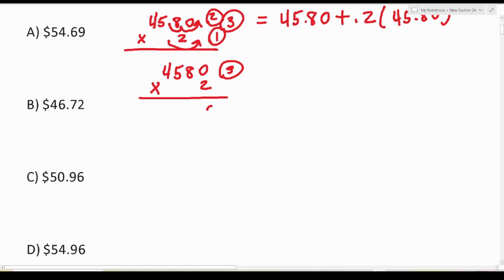2 times 0, of course, is 0. 2 times 8 is 16, so we're going to drop down a 6 and carry a 1. 5 times 2 is 10, plus 1 is 11. Carry a 1. 4 times 2 is 8, plus 1 is 9. Bring our 3 decimal places back in. 1, 2, 3. So we can see that this is 9.16. And again, we can drop off this 0 since it doesn't affect the value of this.